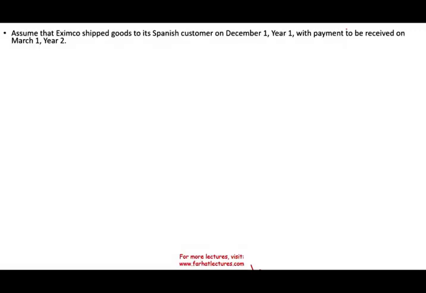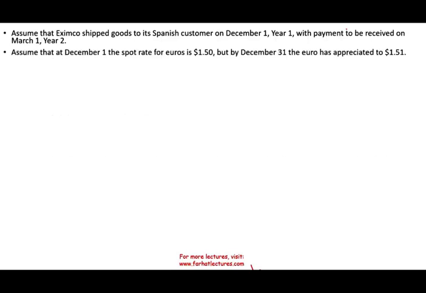So let's go back and review our example from the beginning, the one that we used for the forward contract. Eximo Co. shipped goods to a Spanish customer with a payment to be received on March 1st. Assume that the spot rate for euros is $1.50, but on December 31st, the euro appreciated to $1.51.